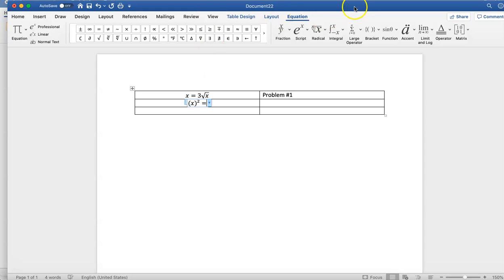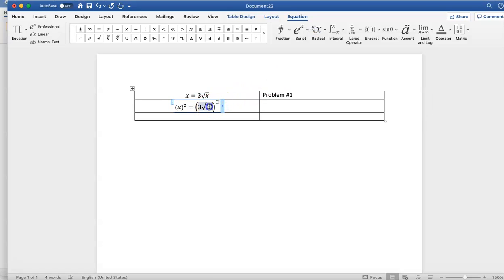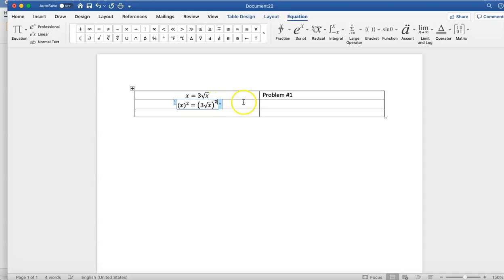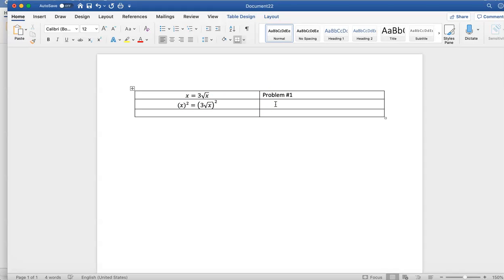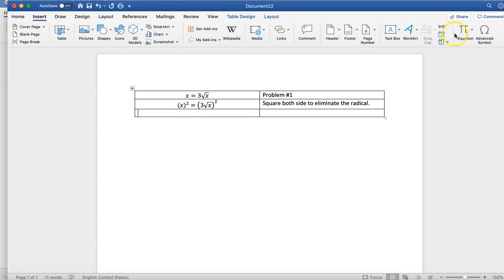And then we're going to insert another exponent. We want another parenthesis here. And we put 3. We want the square root again, radical, right here. Put x in there and square it. So we come over here and say we square both sides to eliminate the radical, however you want to say it. And then our next, we would actually come in, type again.